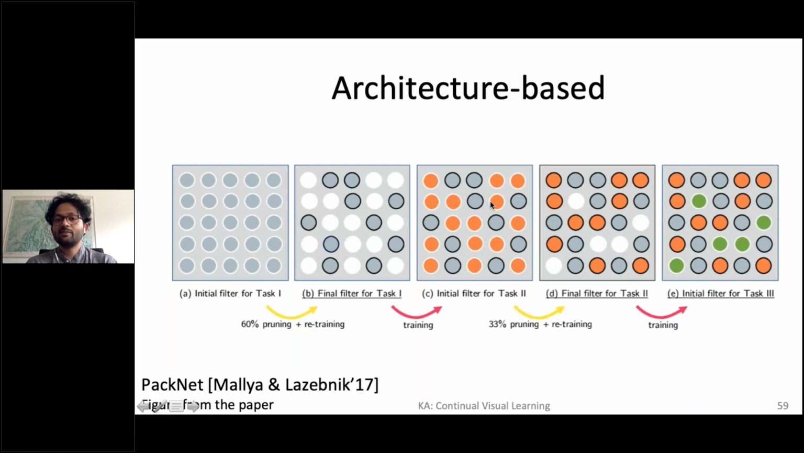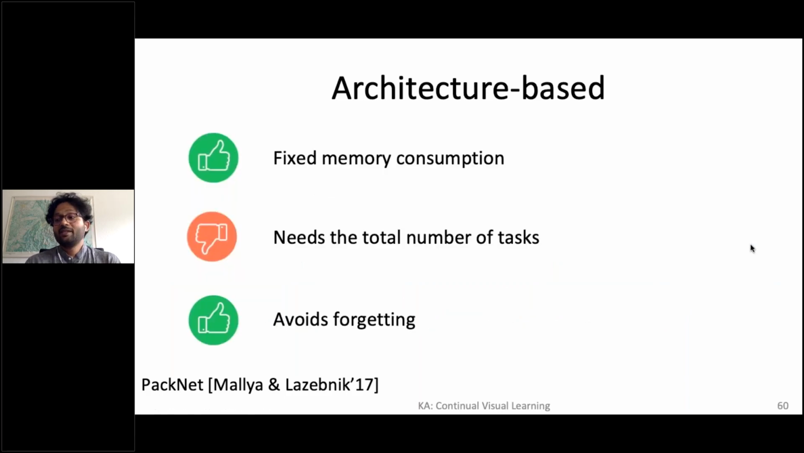You prune some of these orange nodes corresponding to task 2, and then you move on to another task. Okay, so this is one way of doing it for all the filters of all the layers of your neural network. This is a work from a few years ago as well, which is still pretty actively used actually. The big advantage of this class of approaches is that you have a fixed memory consumption, right?